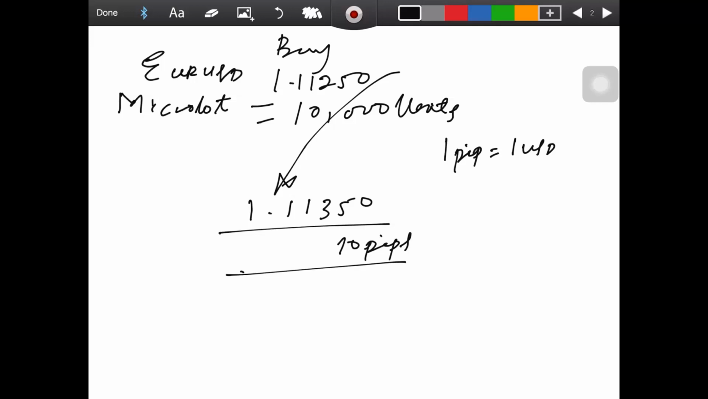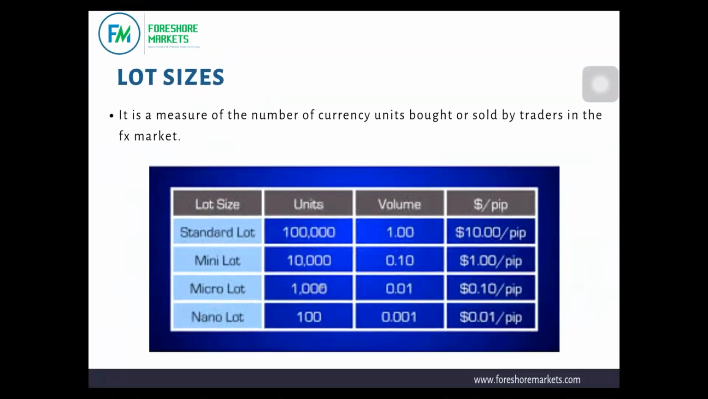Okay, so if you buy euro dollar 1 micro lot, or volume on the MetaTrader 4, the volume is what? Volume is 0.1. So 10 pips is equal to 10 USD profit. Okay, so that's simply how it works. And the same thing applies to the other lot sizes. So you have a standard lot, then mini lot, then micro lot. So we've made a mistake.